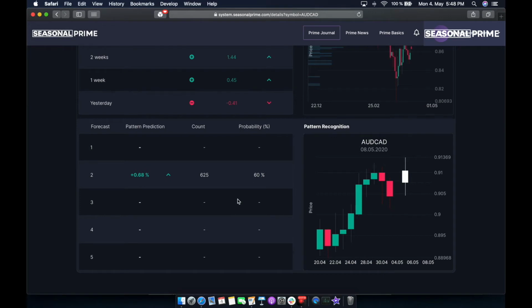The probability that this pattern will play out like this is 60%. Important to say, this prediction is a pretty fast prediction, so it can even change day by day. We can use it for an entry, but this should never be a reason to enter a market. It's more likely to be a bullish correction.